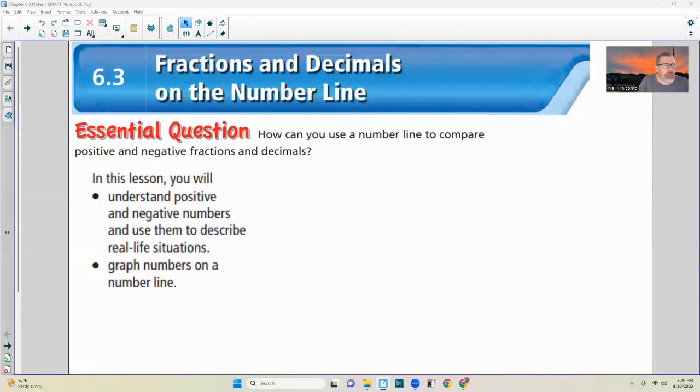Okay, this is chapter 6.3, fractions and decimals on the number line. The essential question is, how can you use a number line to compare positive and negative fractions and decimals? We're no longer talking about integers, we're talking about rational numbers. In this lesson, you will understand positive and negative numbers and use them to describe real-life situations, and we'll graph numbers on the number line. So let's have it.